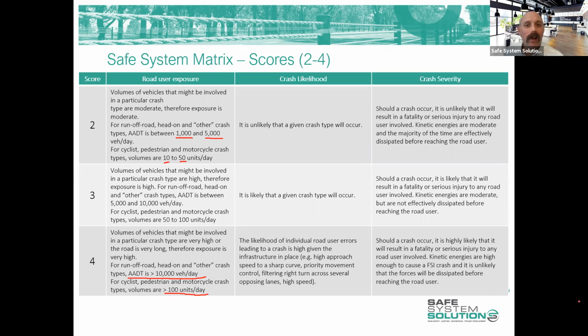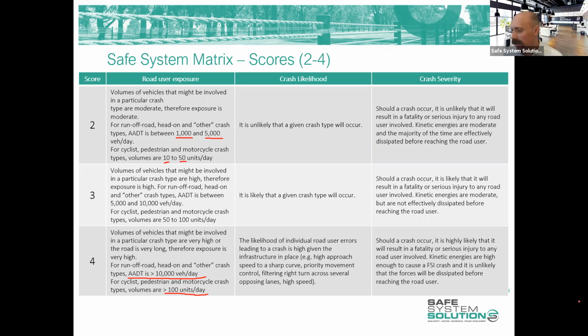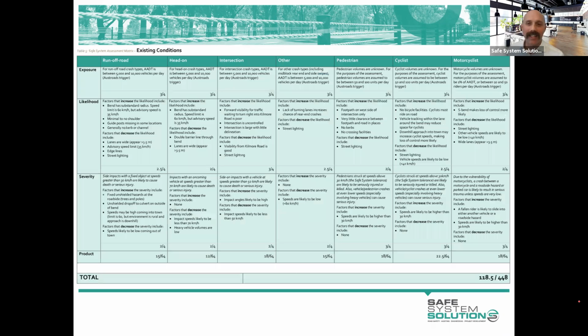All right, so what I'm going to do is use an example of a fairly simple safe system assessment. I'll show you this and then I'll show you the site. This is a fairly simple existing conditions matrix. So, there's the existing conditions. This is what's currently out there. No plans have been looked at yet. It's just what is actually out there at the moment.